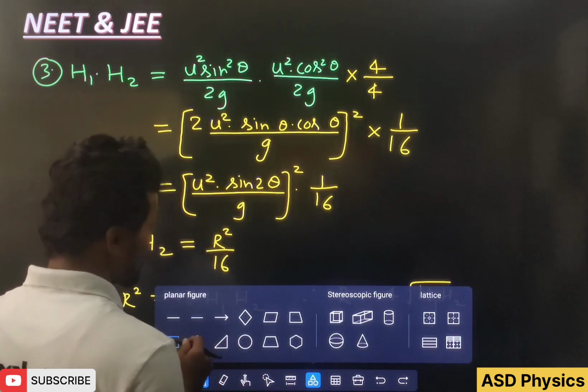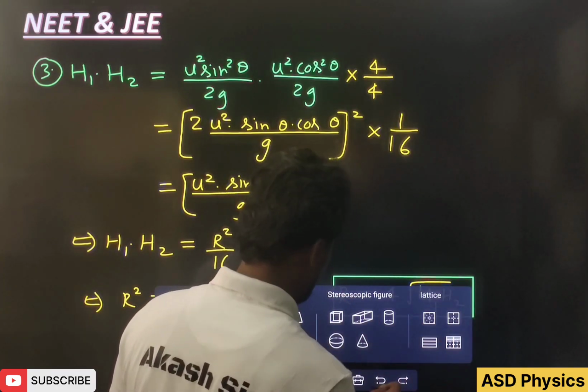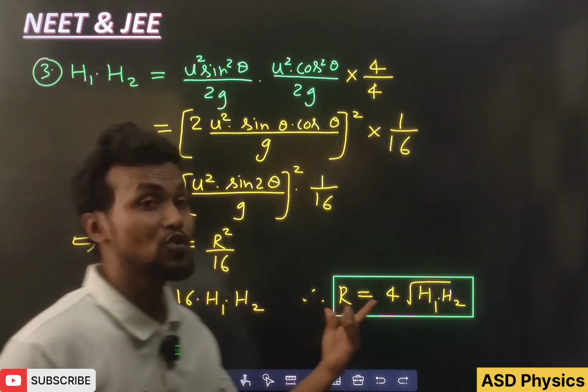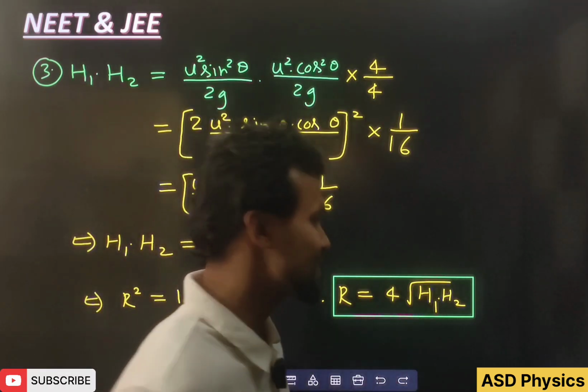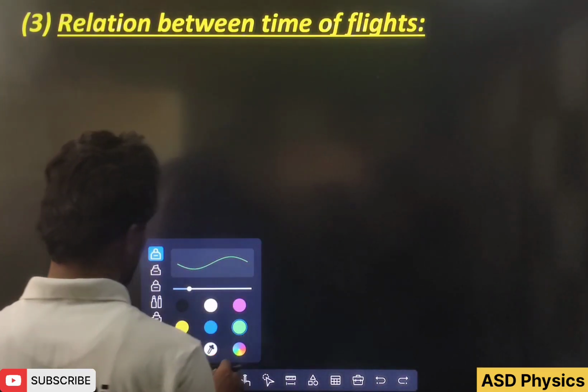And students, this is a very, very important formula. They will ask directly in the exam. Okay. So kindly see very well what mathematical steps we have done here, and remember this formula, R equal to 4 root h1 h2. Is it? Great. Now students, after that we will move to the relation between times of flight.